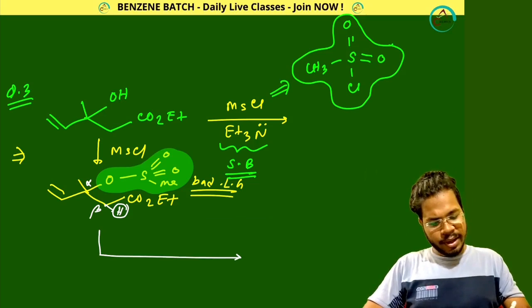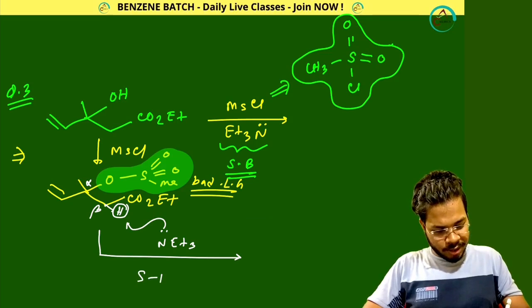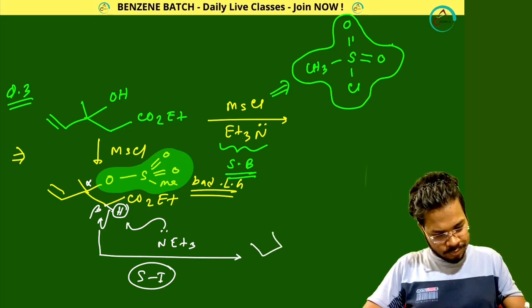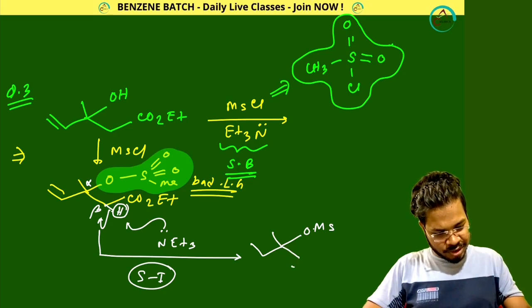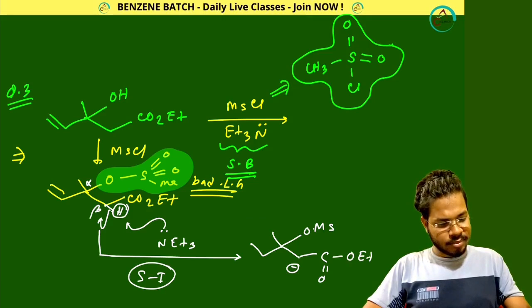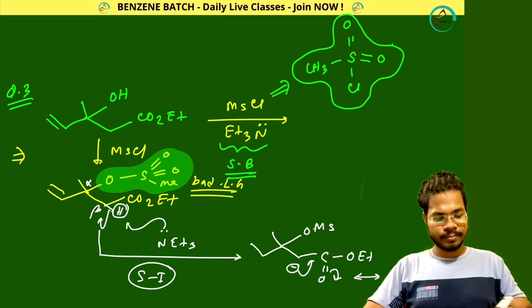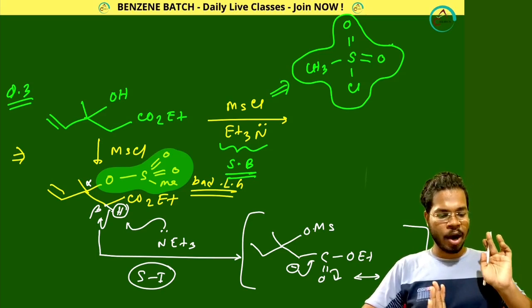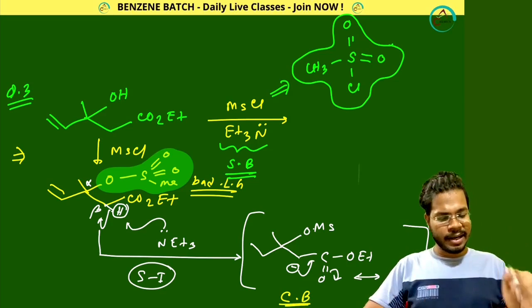So now what will I be doing? With Et3N, I will abstract the beta hydrogen in step 1, and I will get a negative charge over here. I am writing OMs, I am not writing the full structure. With this negative charge, this kind of group is attached, so I can do the resonance in this way. That means it is resonance stabilized, but I am not drawing the resonating structure. I hope you got it. This is how this conjugate base or the carbanion is getting stabilized. So it is a stable intermediate. So this is step 1.